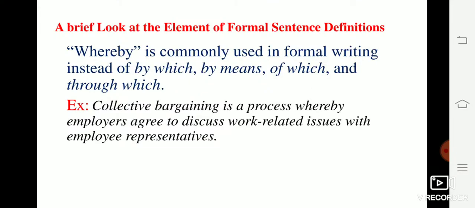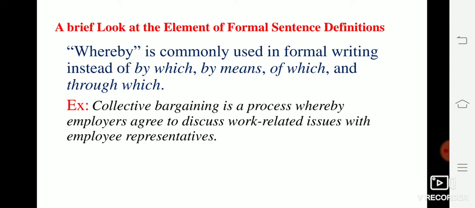Whereby is commonly used in formal writing instead of by which, by means of which, and through which. Look at here, everyone. For example, collective bargaining is a process whereby employers agree to discuss work related issues with employee representatives. Okay, so here you say whereby. You don't say by which or by means. You say whereby. It's more commonly used in formal writing.